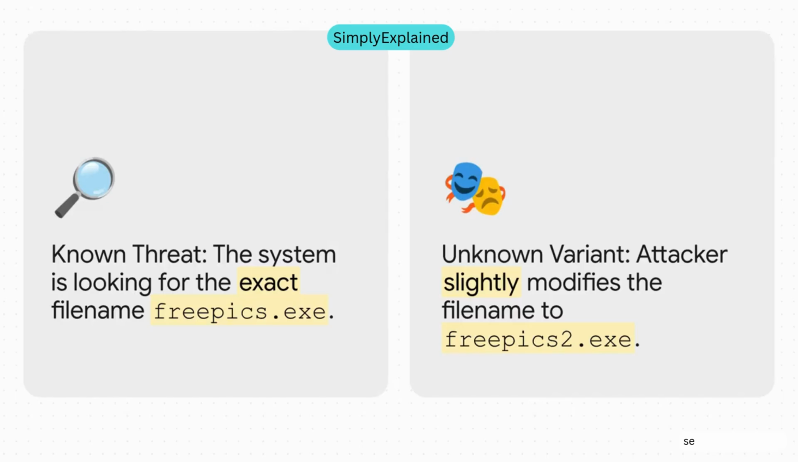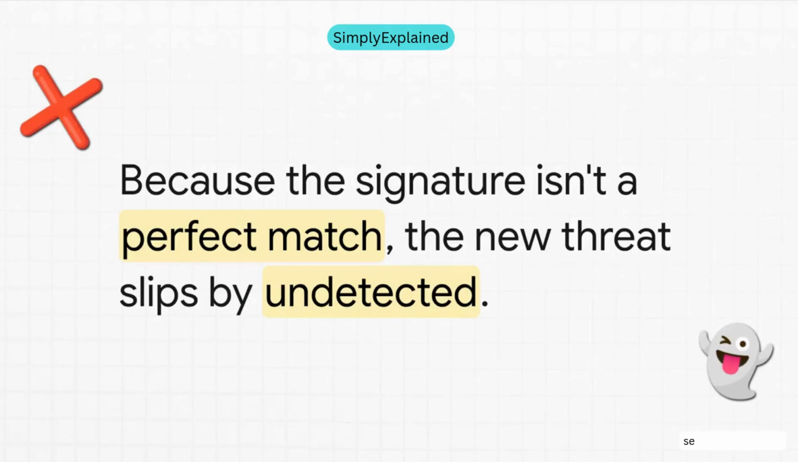I mean, just look at this. It's so simple, it's kind of scary. The attacker takes the exact same malicious program, but instead of calling it freepics.exe, they just added 2 at the end. The dangerous code inside is identical, but the name, the thing the signature is looking for, is now different. And because our system is so literal, it's only looking for a perfect match. It sees freepics2.exe, compares it to its wanted poster for freepics.exe, and goes, nope, not a match. And just like that, the threat sails right past our defenses.